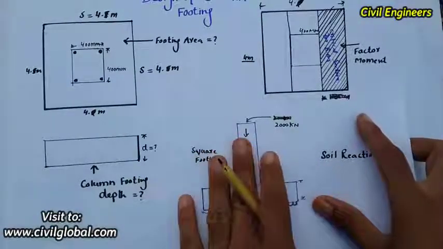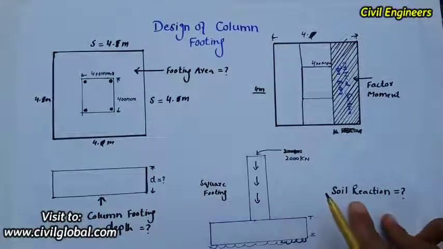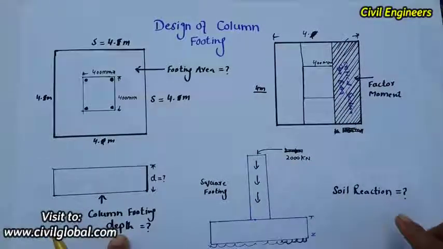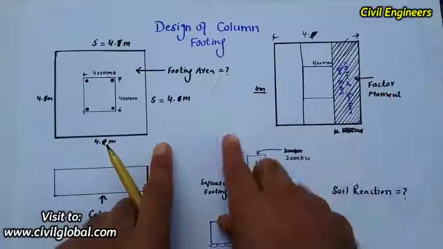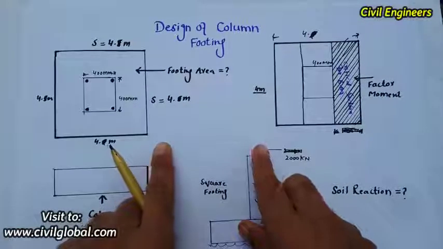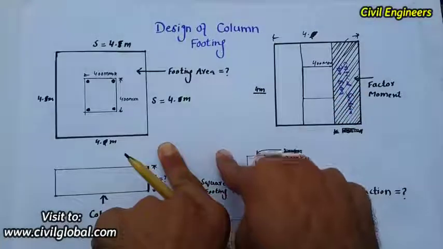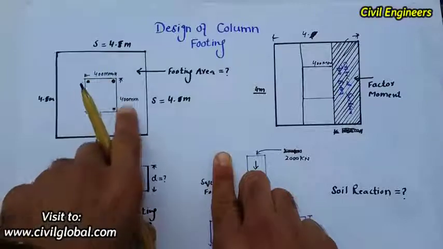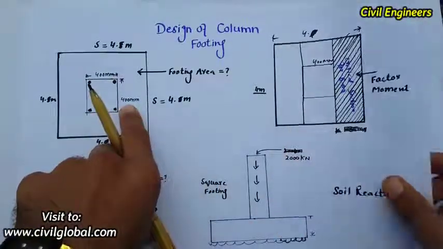Okay, let's start. First of all, footing area. Second, we need soil reaction. Third, we need factored moment, and fourth, column footing depth. But keep in mind, this is the first part video, and in the second part video I will also show you how to design the steel and the quantity of steel for this column. The column size is 200 millimeter by 200 millimeter. So what will be the area of the footing, right?